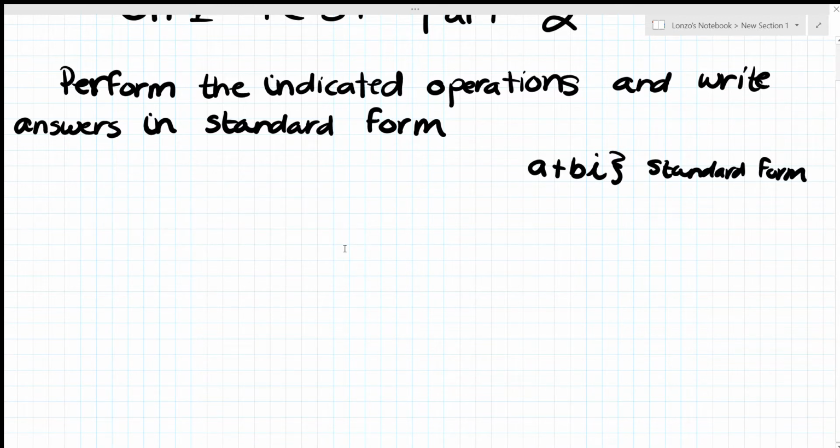So let's do part C. So erase this part. So remember, i squared is -1. So C says, I think it's the same style. We have to take the conjugate. So 7 plus i over 2 plus i.